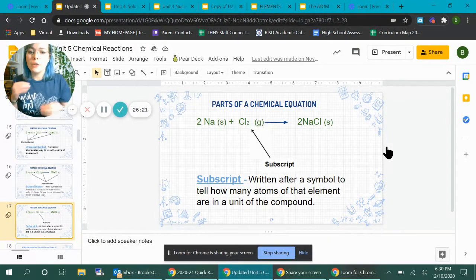Subscript, okay, underneath to the right, little tiny symbol, tells you how many atoms of that element, not the compound, are in the unit, okay? So we cannot change subscripts. We can only change coefficients. Coefficients apply to the entire compound. The subscript only applies to this specific atom, unless it's outside of parentheses. Don't forget that.